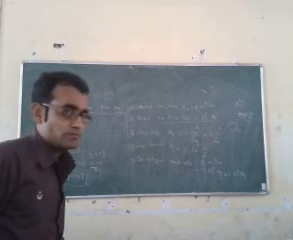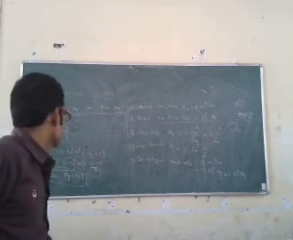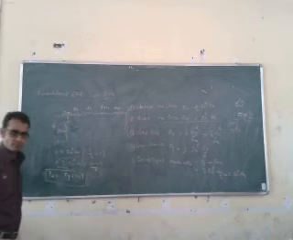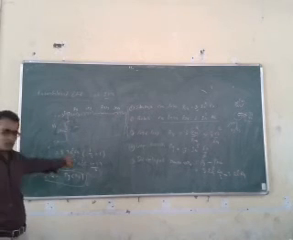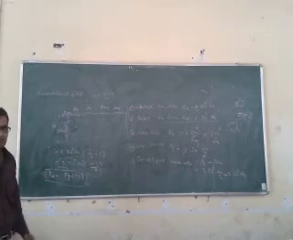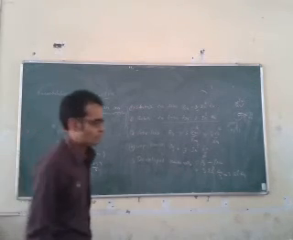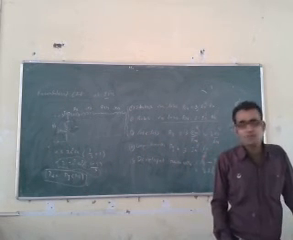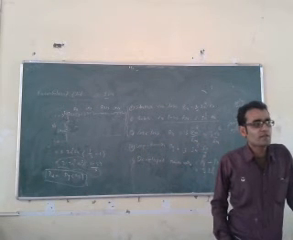RR square. IR square into only RR, not RR square. So the final equation for the developed torque is what? PG into 1 minus S.